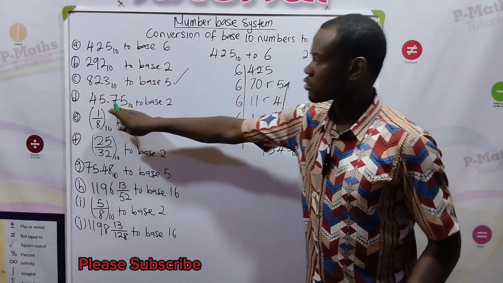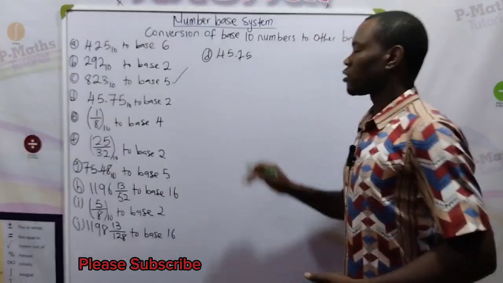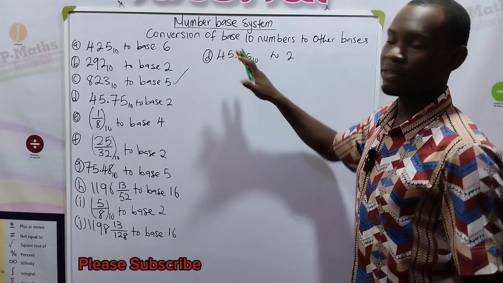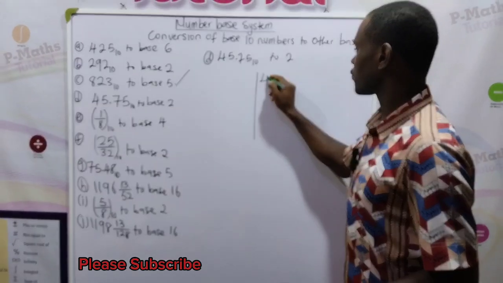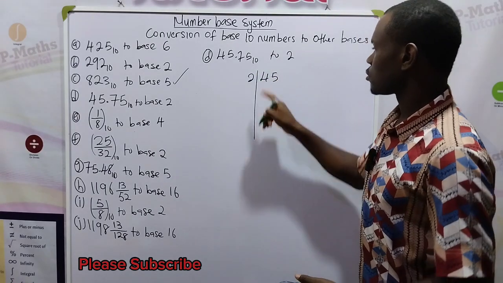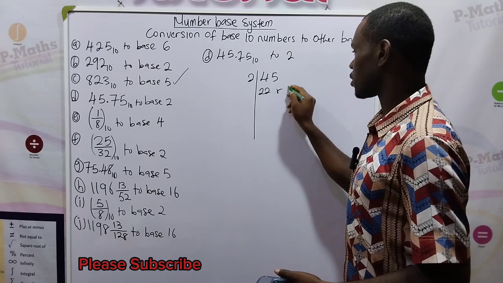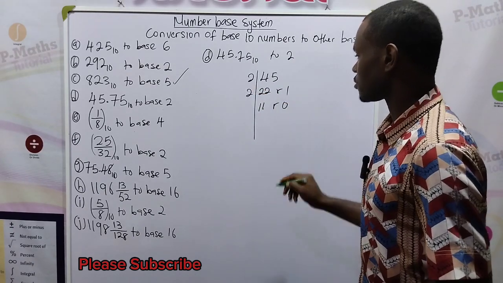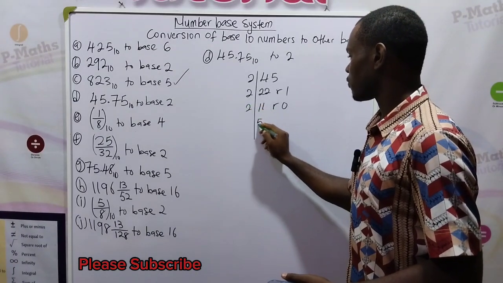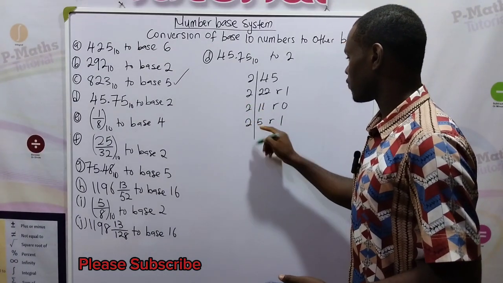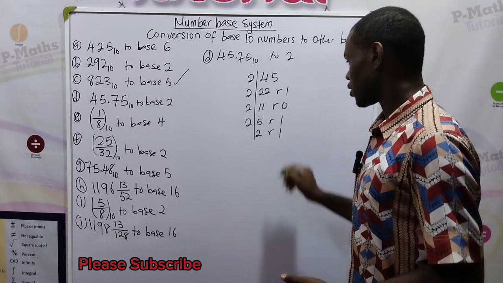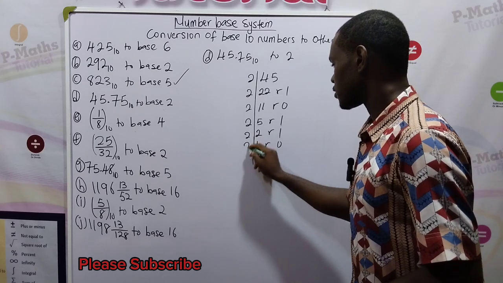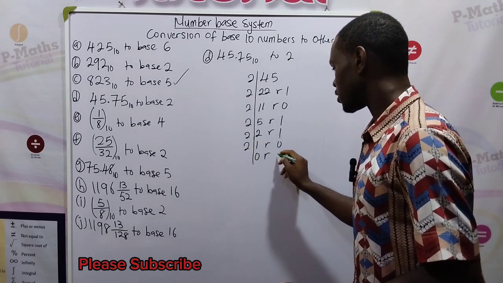Now let's solve this one that has to do with decimal. All right, to solve a case like this, all we need to do is to take the whole number part first. So we have 45. Now divide it by 2. 2 divide 45 will give us 22, remainder 1. 2 divide 22 will give us 11, no remainder, that is 0. 2 divide 11 will give us 5, remainder 1. 2 divide 5 will give us what? 2, remainder 1. Then 2 divide 2 will give us 1, remainder 0. Then lastly, 2 divided 1 cannot go, so 0, remainder 1.